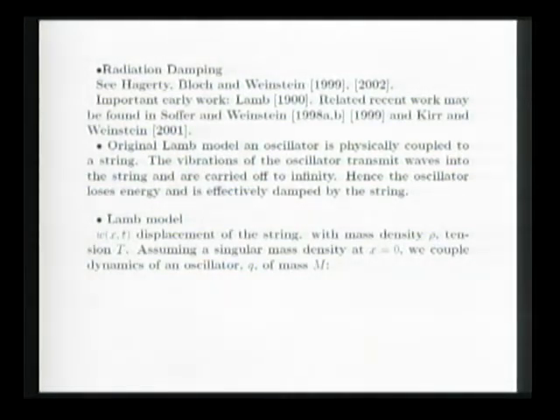The Lamb model is very simple. It's linear. Here is w(x,t), the displacement of the string with a certain mass density. And I just have a singular mass at one end of the wire, if you like, or the string.